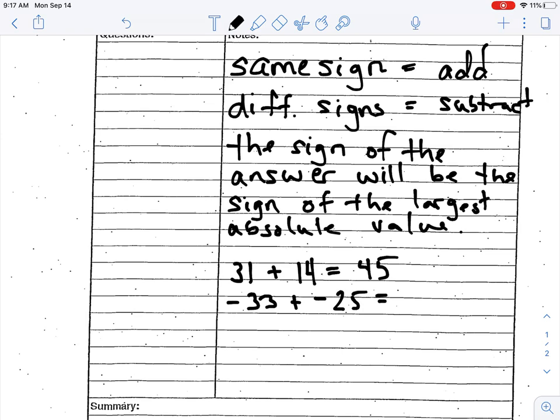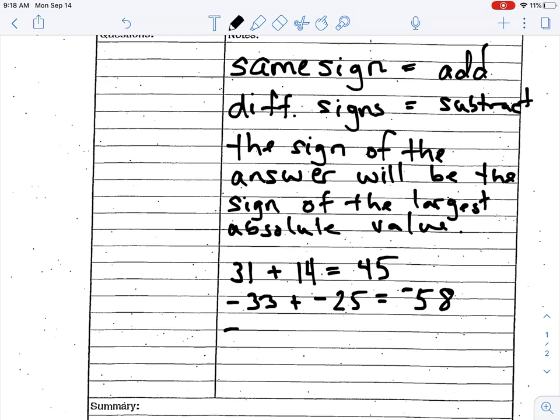Now, what if we have negative 33 plus negative 25? So you look at the signs of both numbers. 33 is negative, 25 is negative. Those signs are the same, so the rule says same sign, add. So we're going to add the numbers, 33 plus 25, and we're going to get 58. And then the last thing in the rule says the sign of the answer will be the sign of the largest absolute value. So we look at 33 and 25. Which one has a larger absolute value? 33, so the answer is negative. Now, this is pretty straightforward when you have two positives and two negatives. Signs are the same, you add.